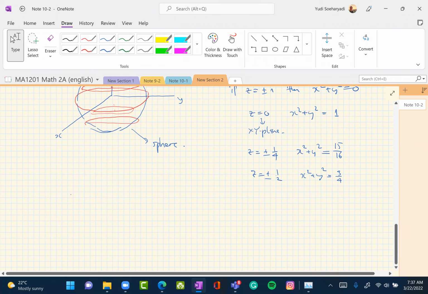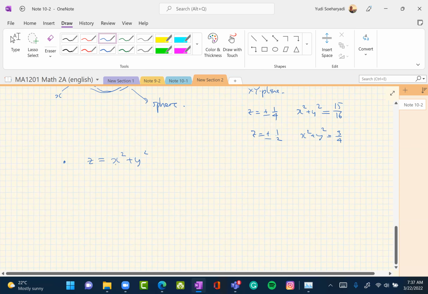All right, another one. Because this is a sum of squares, right, that cannot be negative. Okay, so meaning the graph or the object should be above the xy plane.